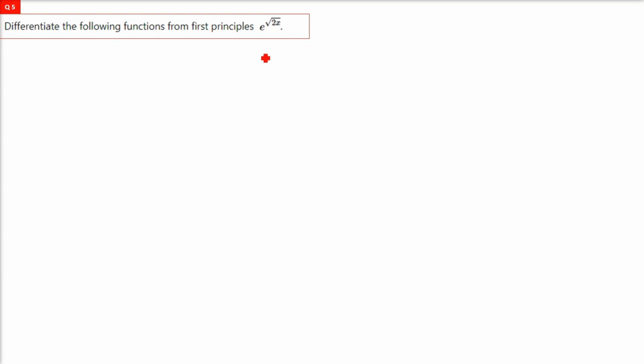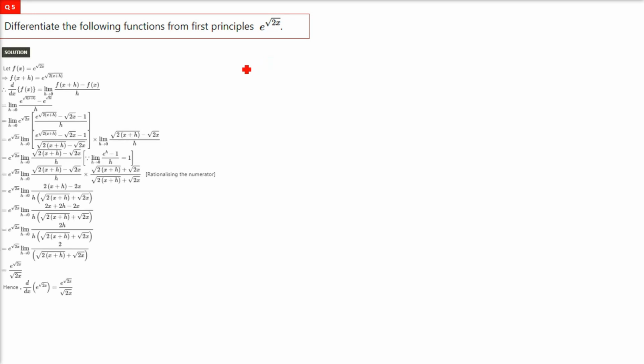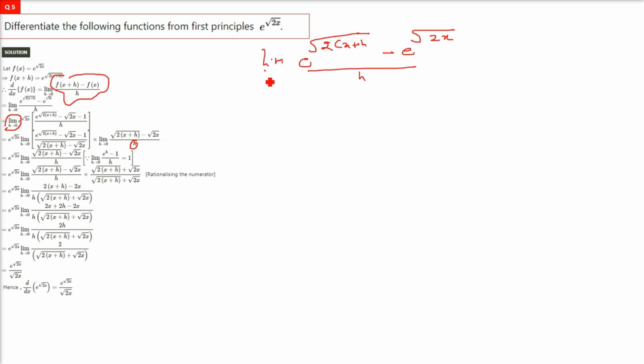Again, e raised to the power under root 2x. So the same criteria, or the process of solving e raised power, should be adopted. Limit h tends to 0, you have to always write. Division by h, always you have to write, because we are using f(x plus h) minus f(x) by h, limit h tends to 0. This is our solution of differentiation by the first principle. So e raised to the power under root 2x plus h minus e raised to the power under root 2x, divided by h. I am saying limit h tends to 0 is already there, division by h is also there. Keep these things in mind.